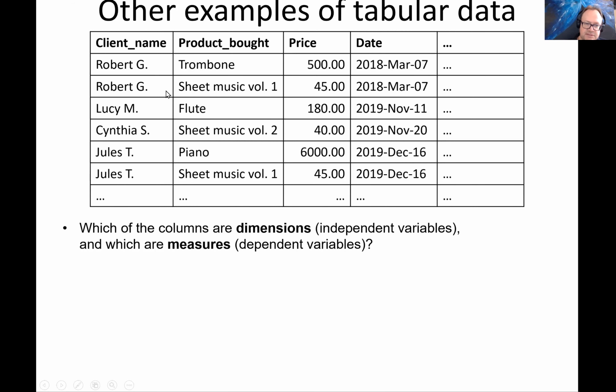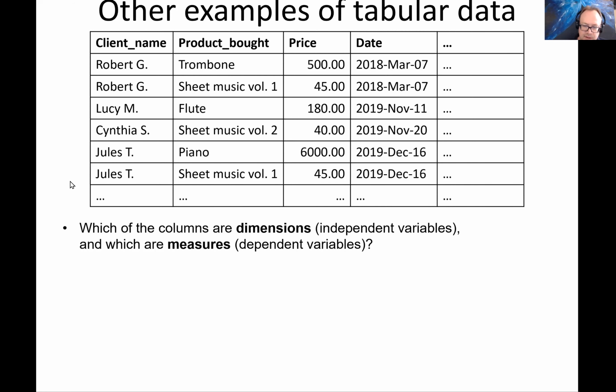Something else to notice is this table can be thought of as a relation in the mathematical sense. So imagine the set of all possible client names, and then the set of all possible products that were bought, and the set of all possible prices, the set of all possible dates. You have all these sets, then form the Cartesian product of those sets. So you end up with this big space, right, of tuples. What this table is doing is it's enumerating certain tuples within that big Cartesian product.